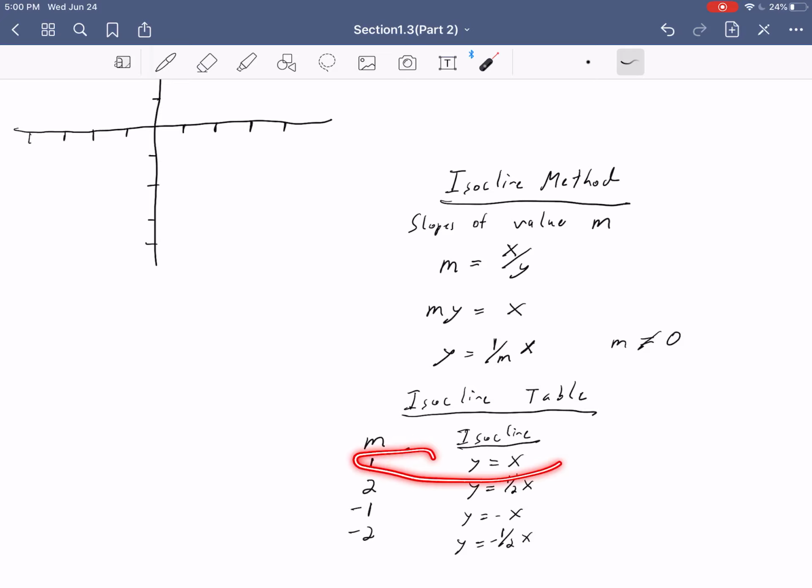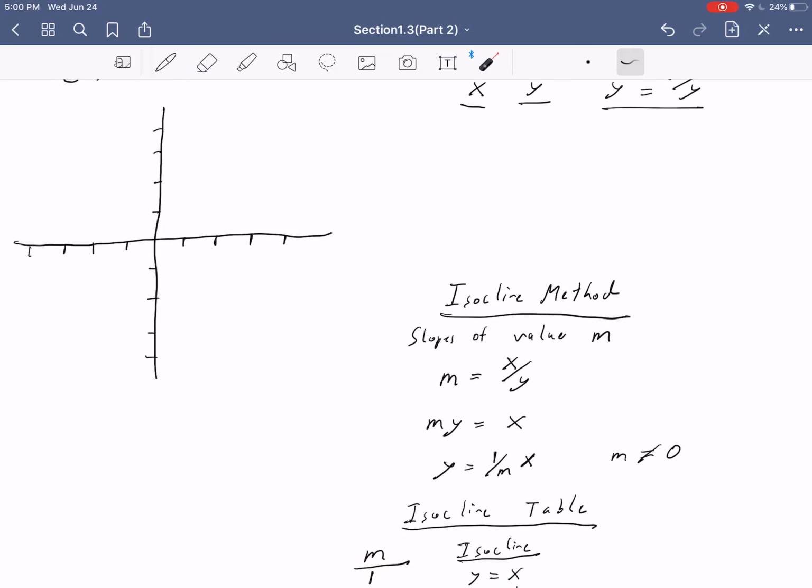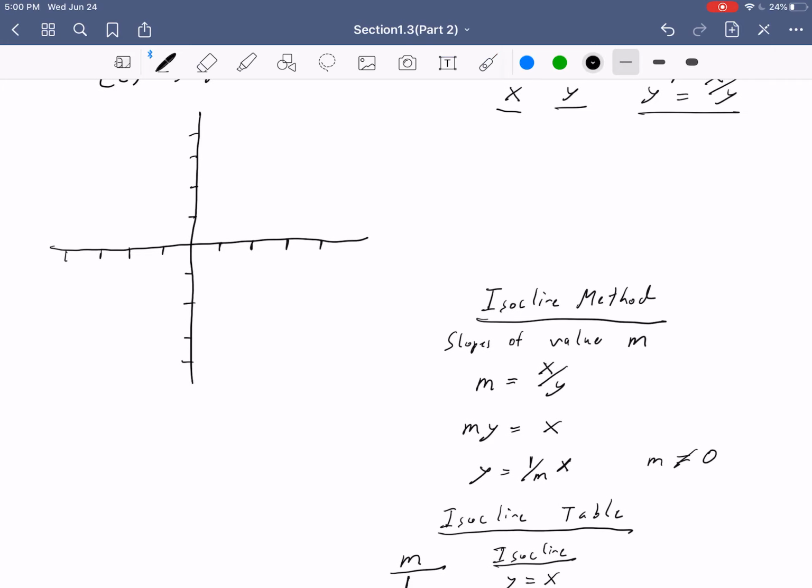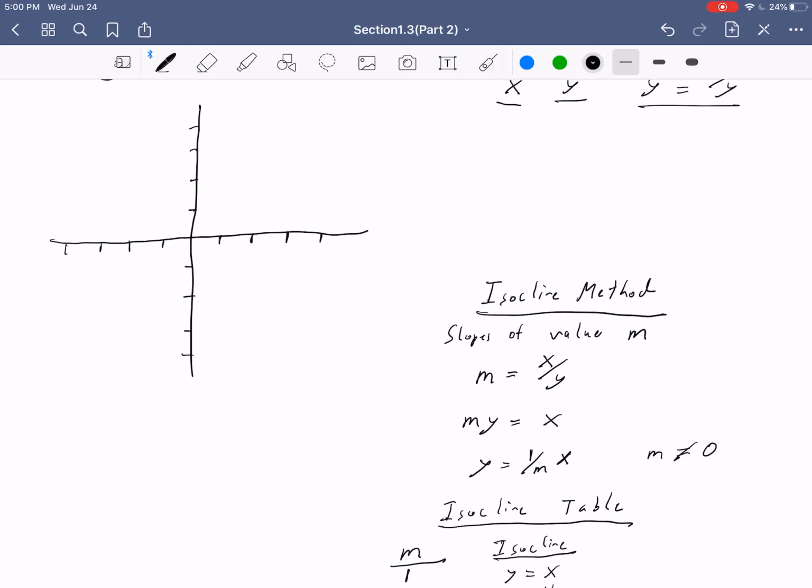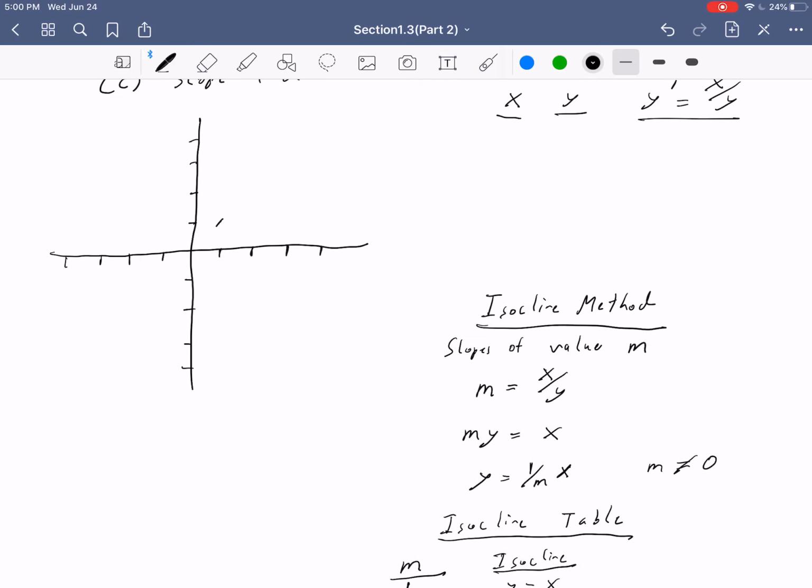So let's draw this in. Everywhere that would be along y equals x is going to have slope 1. So let's draw that in. Where do we have places that are along y equals x? That would be things like 1, 1, which is going to have a slope of 1. Things like 2, 2. Things like 3, 3. Things like 4, 4. Things like 0, 0. Things like -1, -1. -2, -2. -3, -3. -4, -4.